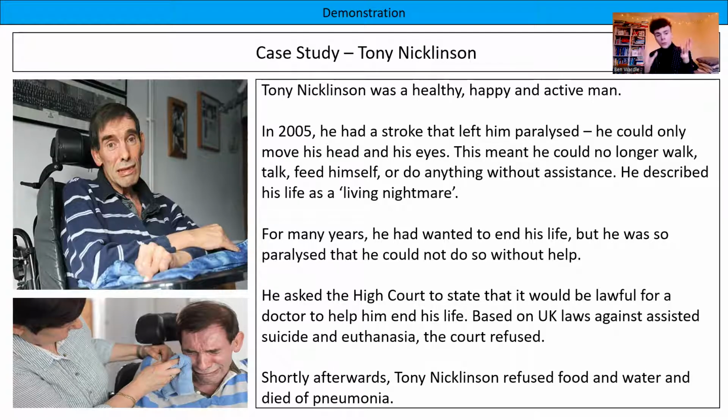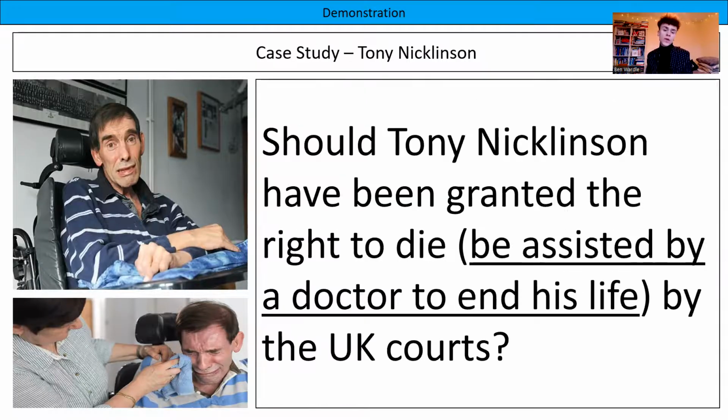Now, this is a really emotional situation, isn't it? And it's a really unique situation. And we have got to ask, and this is the question we've got to ask, should Tony Nicholson have been granted the right to die? So should he have been assisted by a doctor to end his life, because that's what he wanted, by the UK courts? Or were they right to say that because of the laws that we have, you cannot have assisted suicide? This is not going to be allowed.